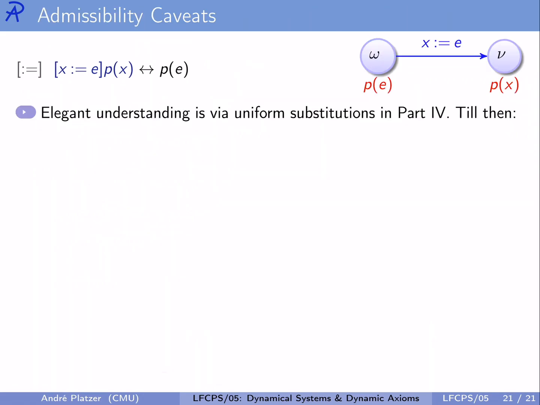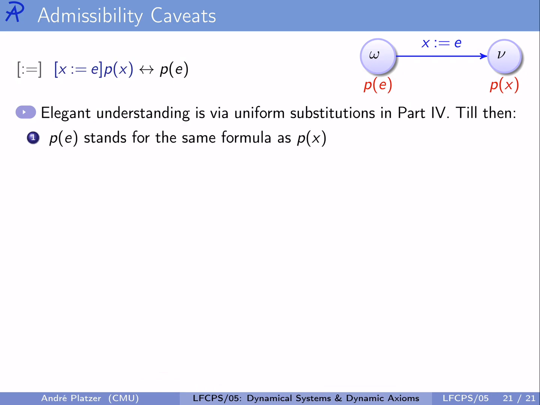For the logic connoisseur, there's one aspect of admissibility that I should be warning you about. And that is basically the question: I so conveniently talked about p of x and p of e in the assignment axiom, but how exactly are we supposed to read them? Turns out there's an amazingly elegant way of reading them via uniform substitutions, but we'll only get to them in part 4 of the textbook. Until then, we'll make do with a simpler reading.